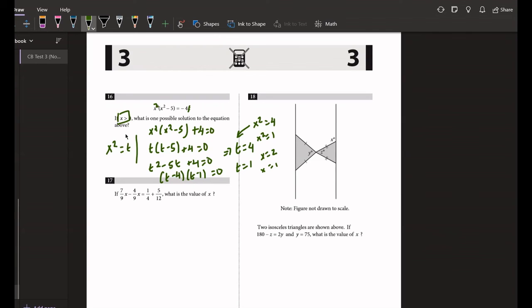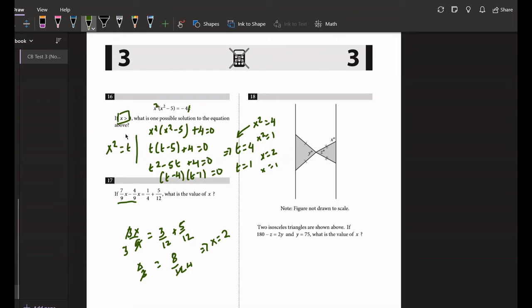Here again, a very simple expression. You are supposed to find the value of x. 7 over 9x minus 4 over 9x is going to give 3x over 9. This side can be written as 3 over 12 plus 5 over 12. 3 and 9 can cancel each other as x over 3. So x over 3 can be rewritten as 8 over 12. You can cancel 3 and 12 as 4, and 8 over 4 is going to be 2. So your answer is 2, right?